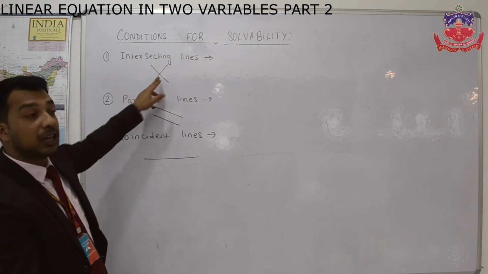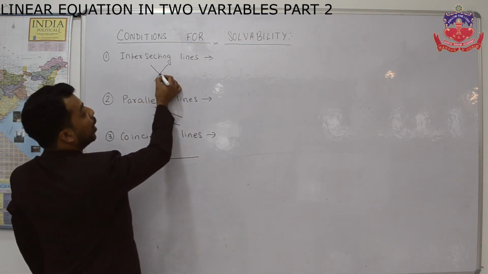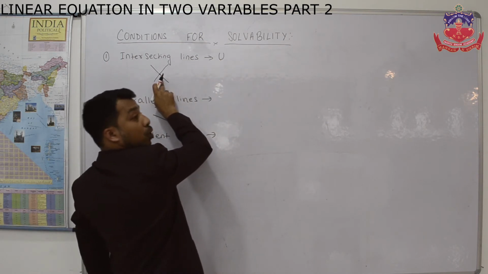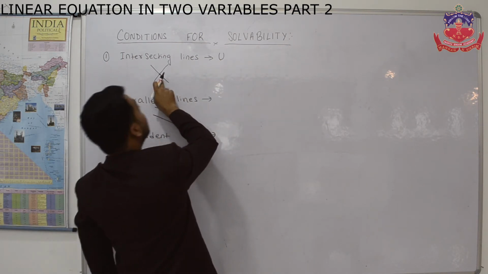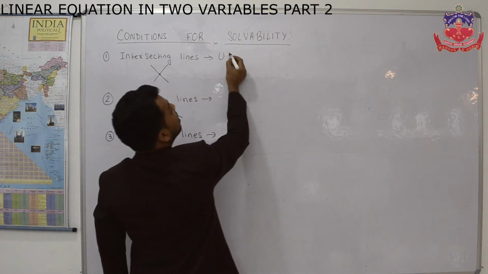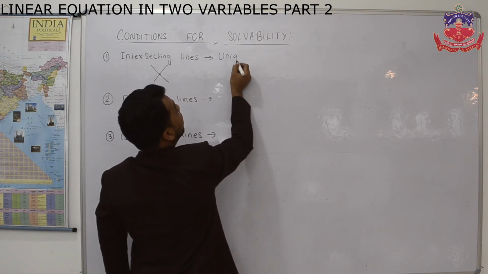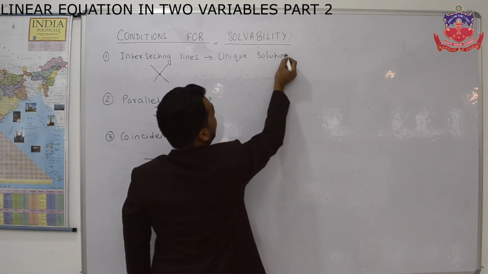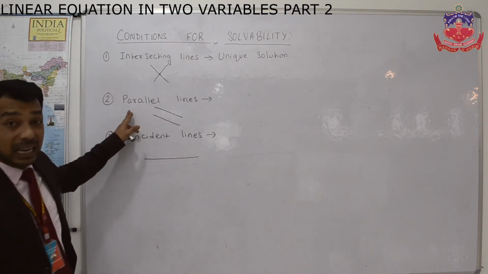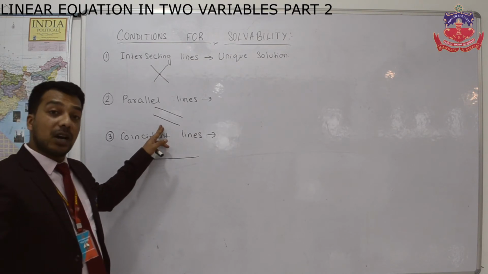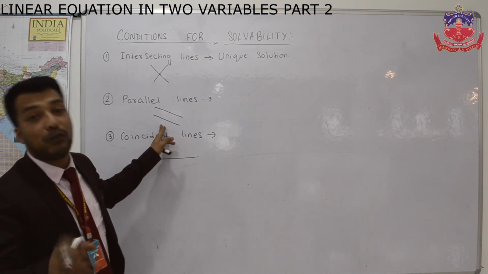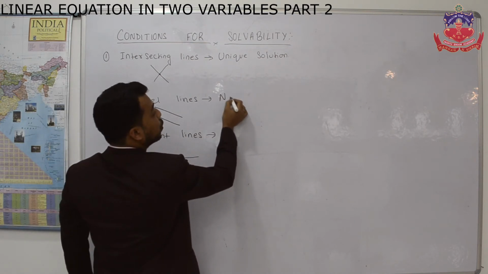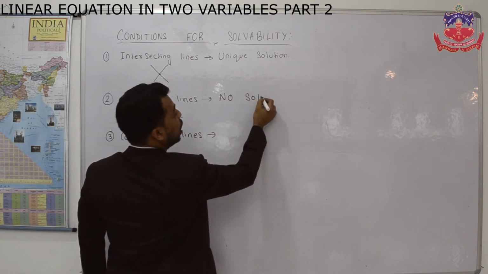Now, in case of your intersecting, the 2 lines cross exactly at one point. So that point where the 2 lines cross is known as a solution. So in case of intersecting, it is known as unique solution. Now, in case of your parallel lines, the 2 lines never cross each other or overlap each other, because of which it does not have any solution, so we call it no solution.